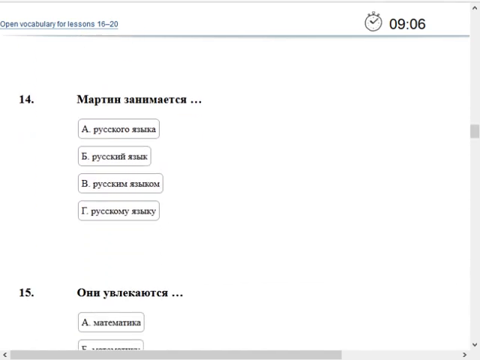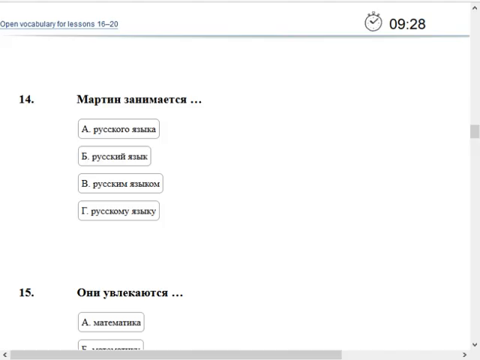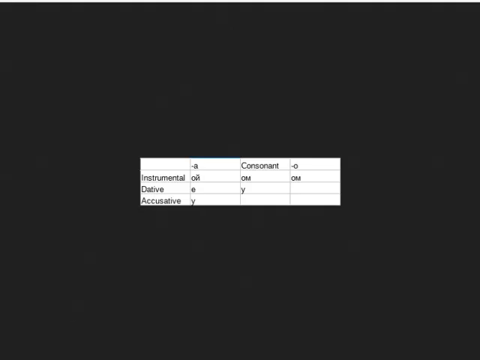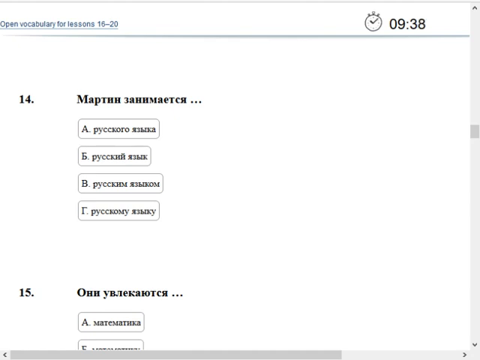Number 14, Martin занимается. This is once again instrumental case and русский язык. Язык obviously ends in a consonant. Seems like a pretty masculine noun in the sense that it ends in a consonant. So we have instrumental case, right? Yeah. And what happens to a noun that ends in a consonant? When you have the instrumental case, you add ом to the end. So it should be языком. There's only one option for языком, so we'll take that.